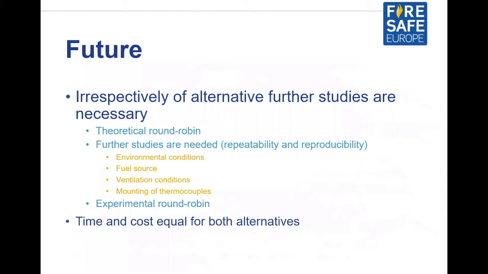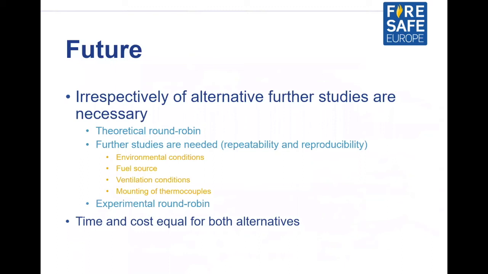The ventilation conditions. In the German method, we have a ventilation to the fuel chamber. This is not the case in the British method. And this must be checked also. How can we ensure that we get the correct ventilation conditions? Because that will affect the fire exposure to a large extent. We also have to look at the mounting of thermocouples. That is a bit different. And there are also some other questions that have to be solved before we can write it into the standard.